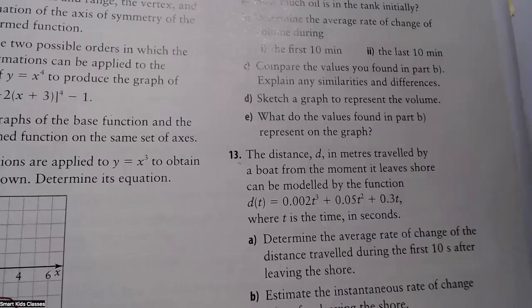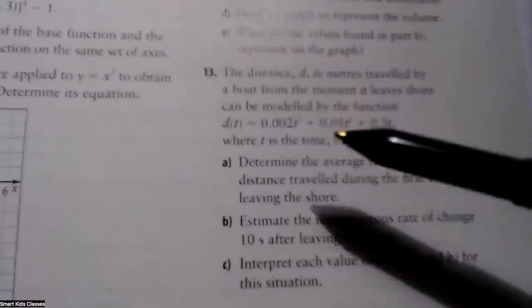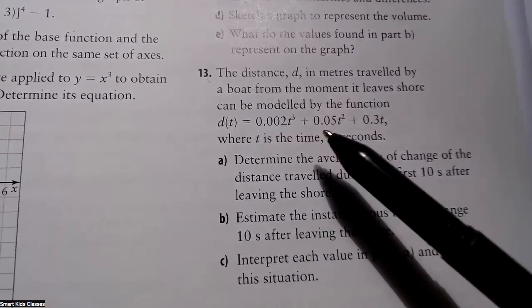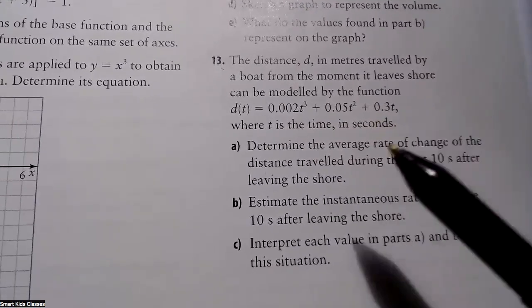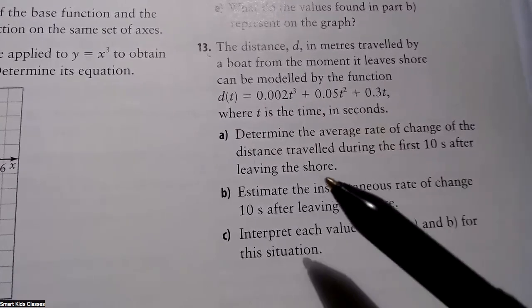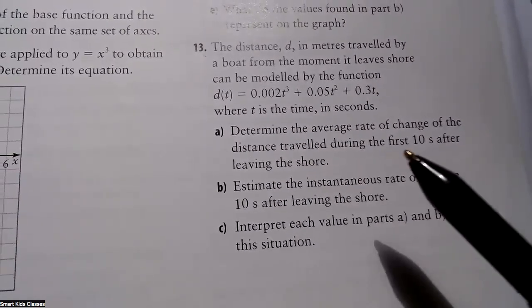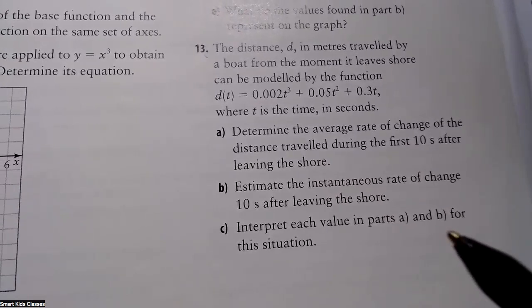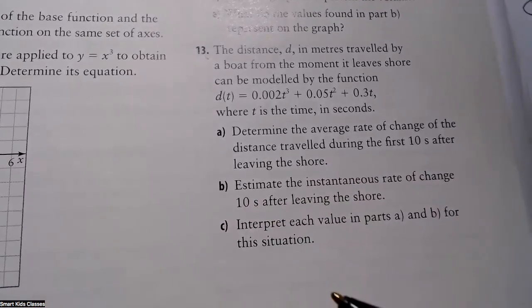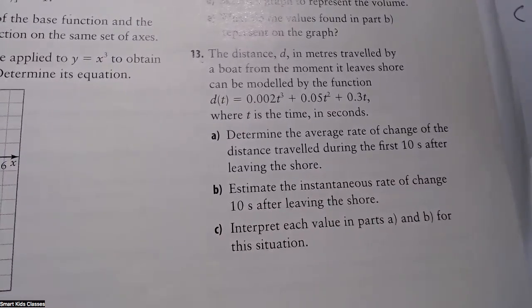Now we are in the last question. The last question is giving you the equation for d and t. It's equal to 0.002 t exponent 3 plus 0.05 t squared plus 0.3 t. Now you find the unit. t is the time in seconds. A: determine the average rate of change for the distance traveled during the first 10 seconds after leaving the shore. B: estimate the instantaneous rate of change after 10 seconds. And C: explain A and B. Now, let's start to work on it.